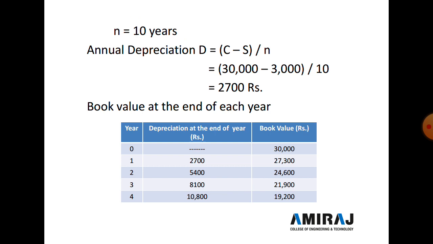Now annual depreciation D is equal to (C minus S) divided by N. So C minus S is 30,000 minus 3,000, divided by 10, which is 2,700 rupees. That is the annual depreciation. Clear? Now the book value at the end of each year.